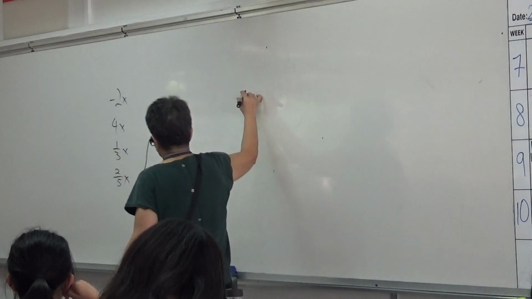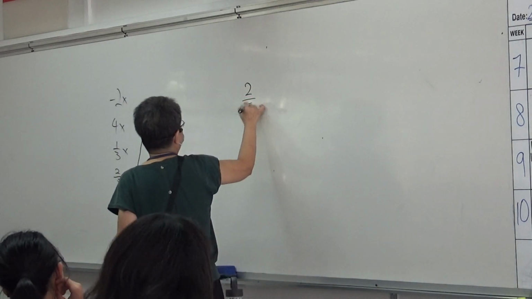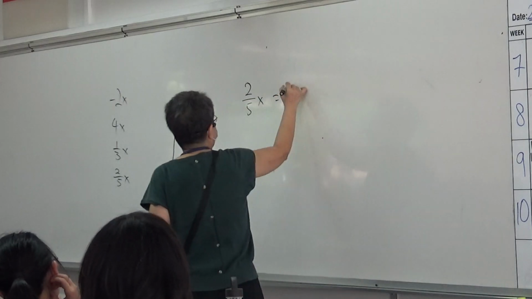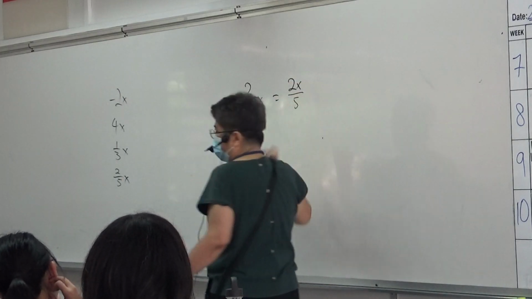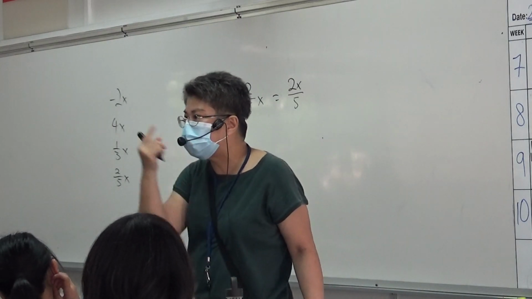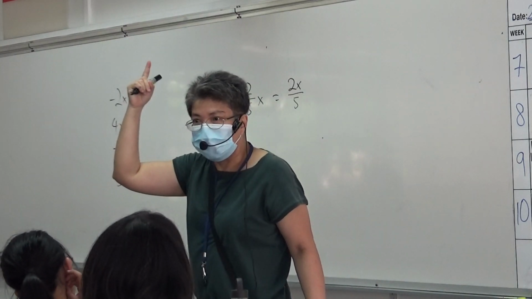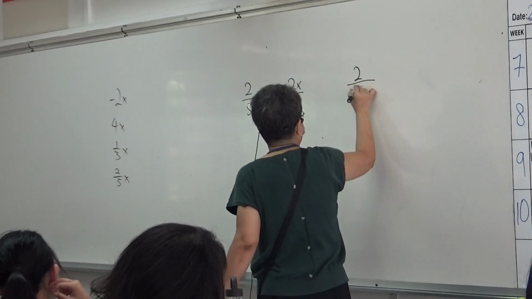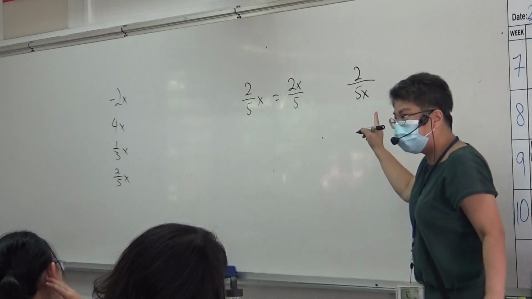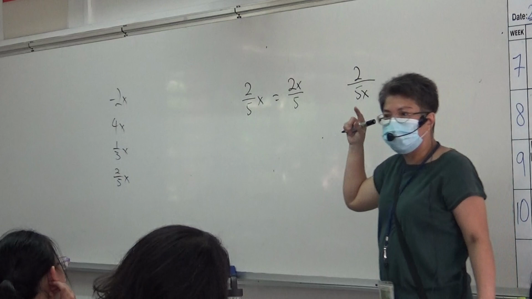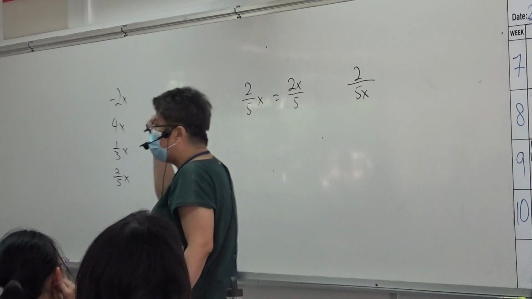Now, when I write 2/5 with the x in the middle, this one is equivalent to 2x/5. Whatever is in the middle belongs to the top. Understand? The numerator. Now, it is not like that. This is wrong. Do you understand? Whatever is in the middle belongs to the top.